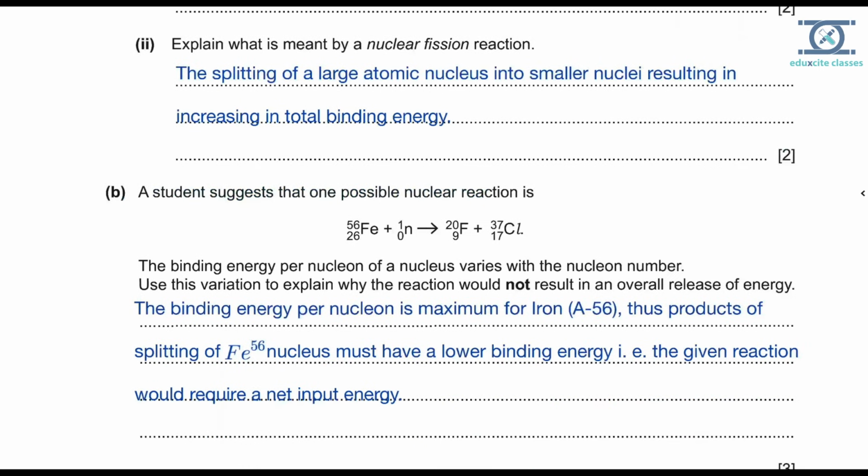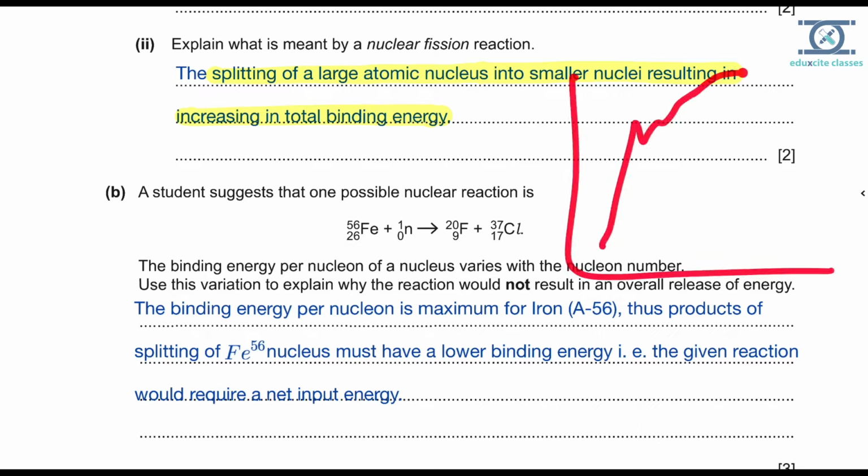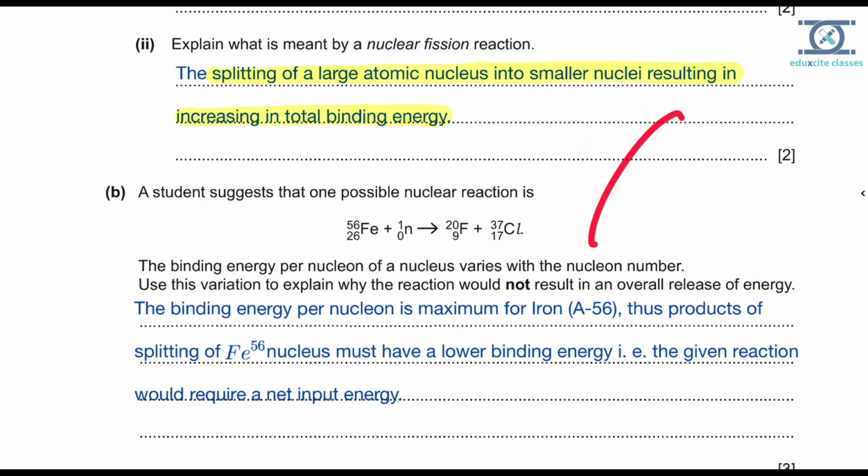What is meant by nuclear fission reaction? It is the splitting of a large atomic nucleus into smaller nuclei, resulting in an increase in the total binding energy. That is nuclear fission, which is just the opposite of fusion, where smaller nuclei combine together and increase the total binding energy. In both cases there will be an increase in total binding energy. Remember that curve like this. In both cases we are gaining binding energy.